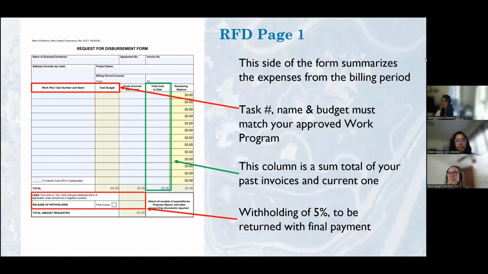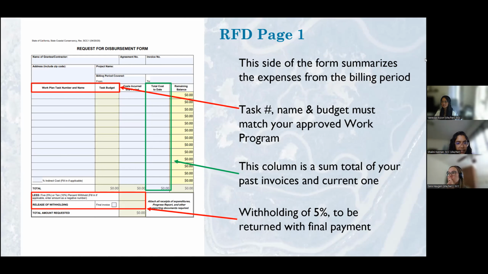So the first page. On this page, you put in information about your organization and project at the top. And then this side of the form summarizes your expenses from the billing period by task. So as Sarah talked about in the work program, you outline your project by task, and each task has a budget. So in those first two columns, you should match what's in your work program and write the task's number, name, and budget. This is just exactly what is written in your work program.